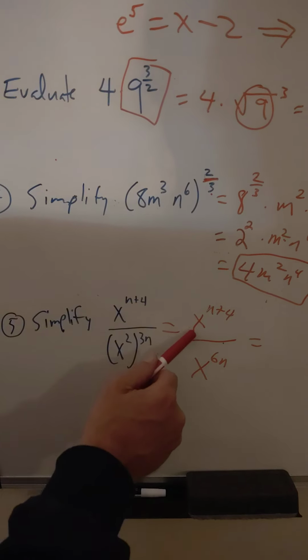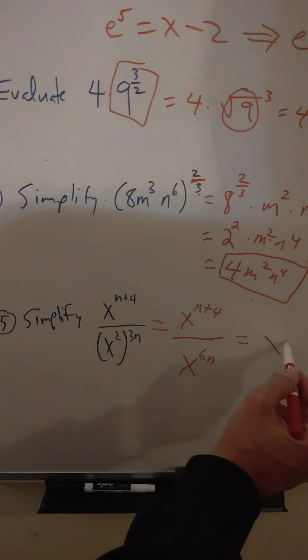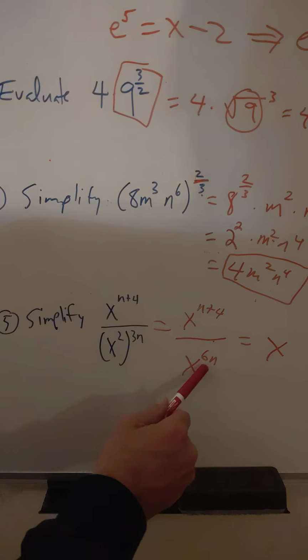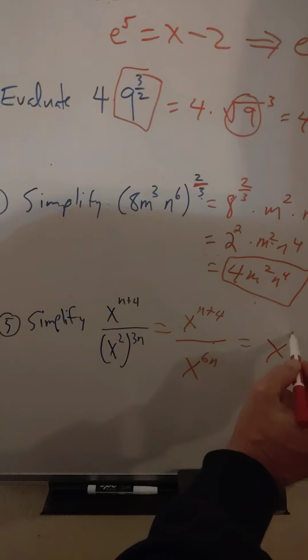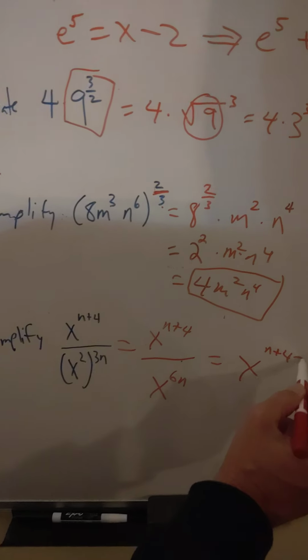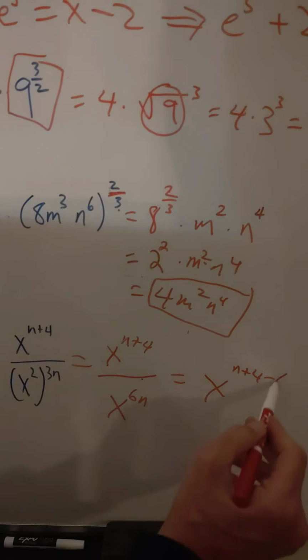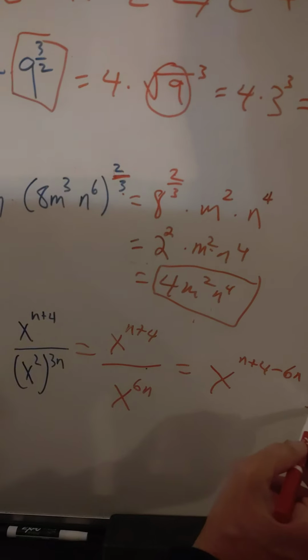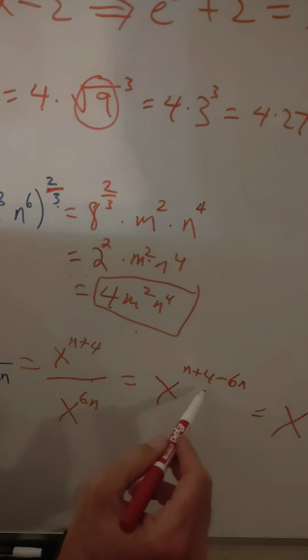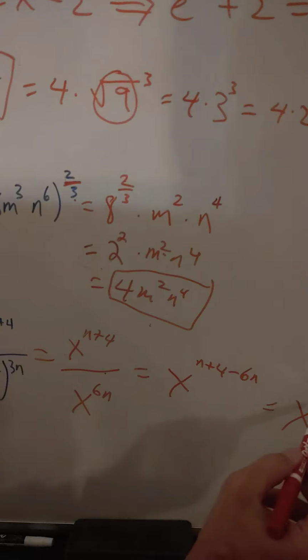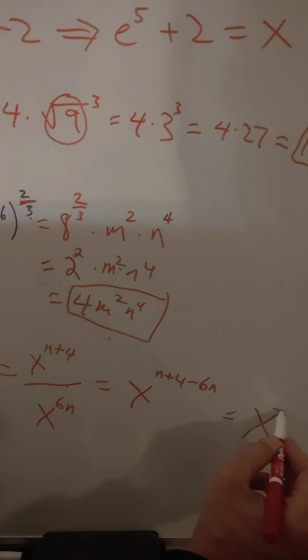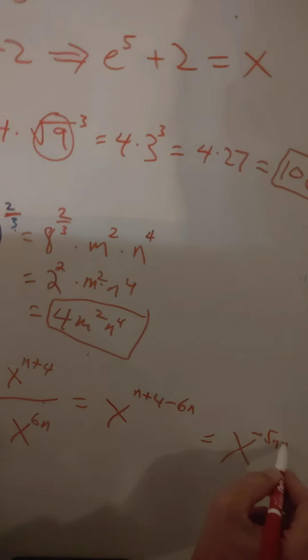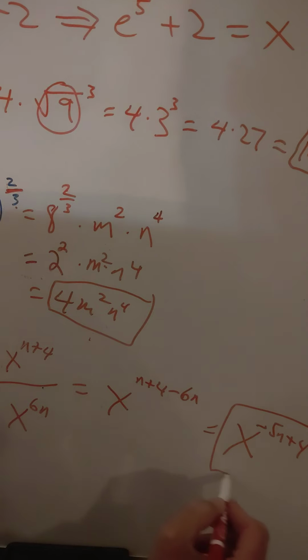Now I can use another rule of exponents. Whenever you have the same base in division, you keep that base and then you subtract the exponents. So it's the top exponent, n plus 4, minus the bottom exponent, which is 6n. And finally, we get our answer of x raised to negative 6n plus n is a negative 5n plus the 4. And that's my final answer.